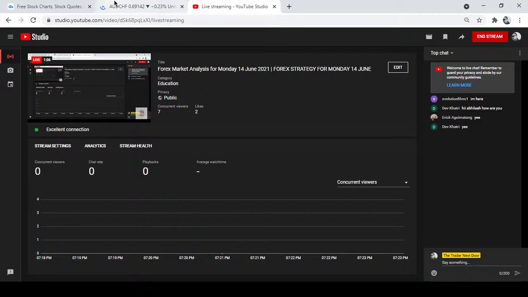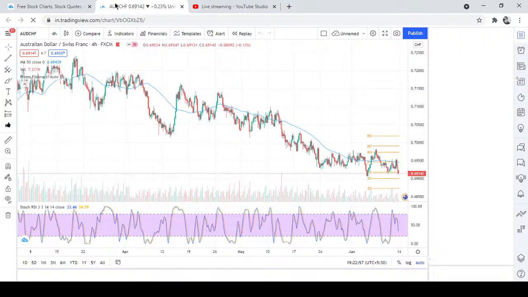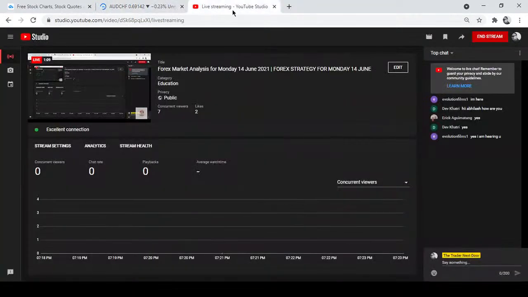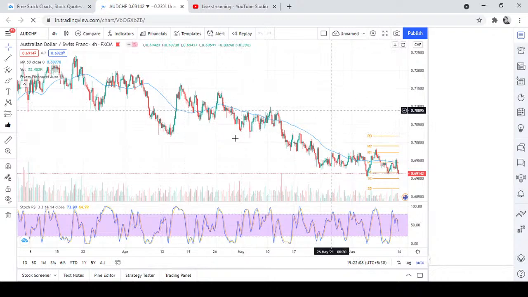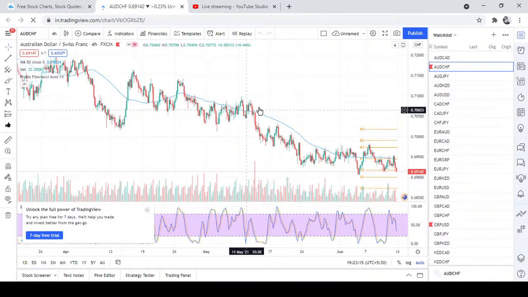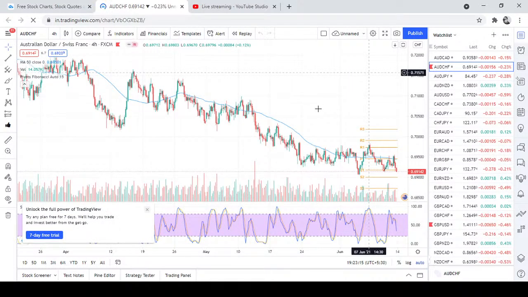Okay. So let's jump to the analysis part. So this is the chart of AUD CHF, Australian dollar Swiss franc. The chart is not loading up. I have already uploaded a video on AUD CAD, Australian dollar Canadian dollar. So let's switch to the AUD CHF chart. Okay, AUD Swiss franc.